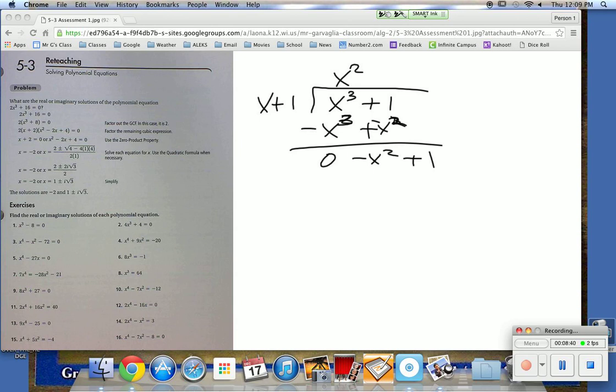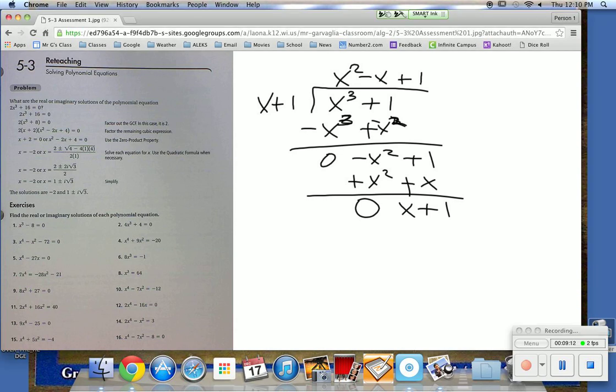Okay. What are we going to multiply x by to get negative x squared? Negative x, right? Negative x. So we end up with a negative x squared minus x. Change the signs on both of them. Add them through. This becomes 0. We get x plus 1. That's what's left over. All right? So what are we going to do to this? We're going to just, by itself, x plus 1 and bam, 0.